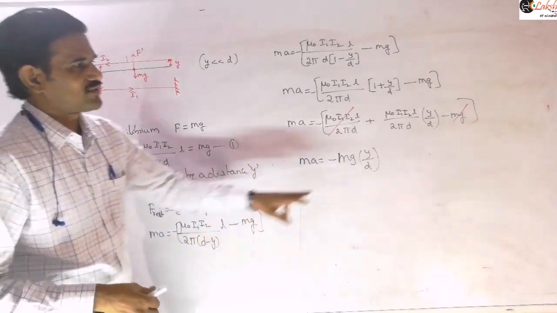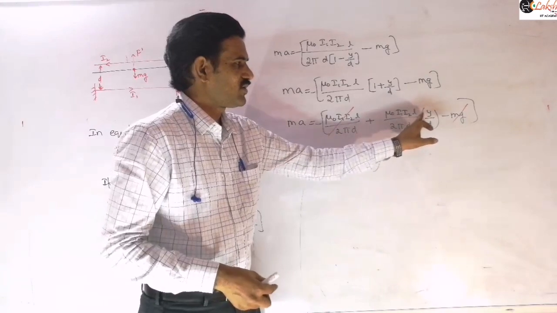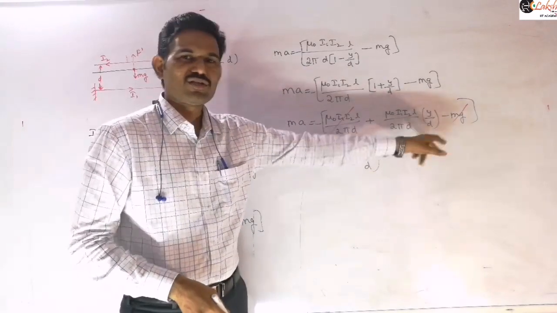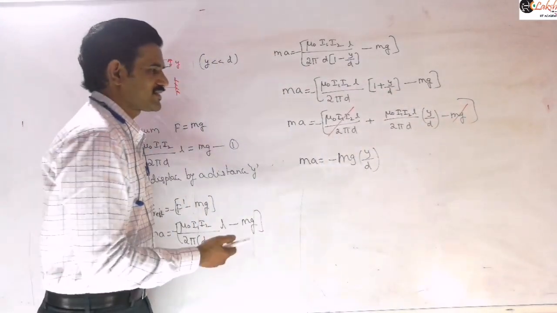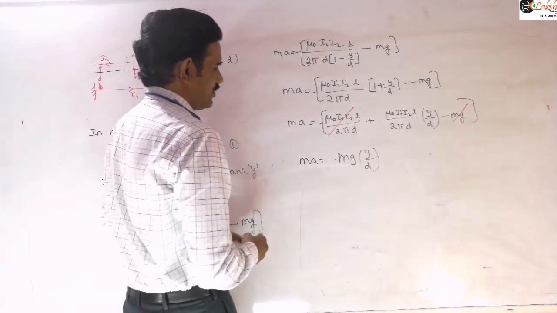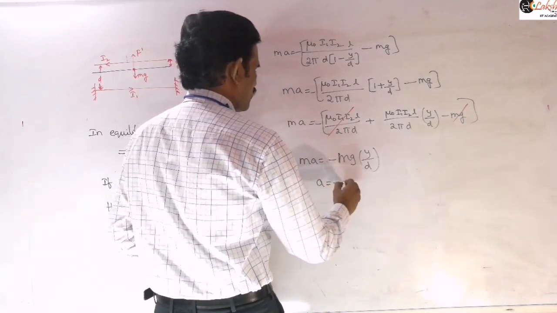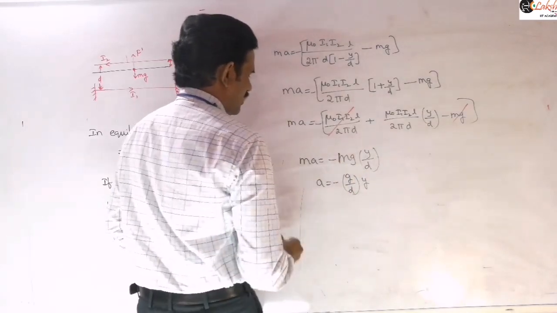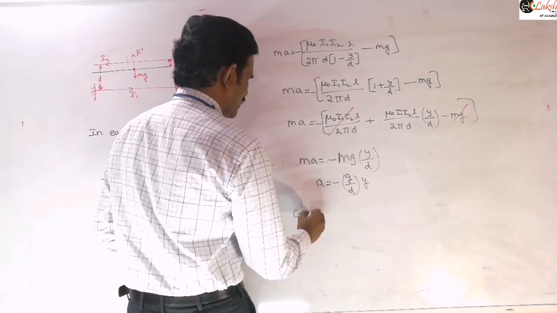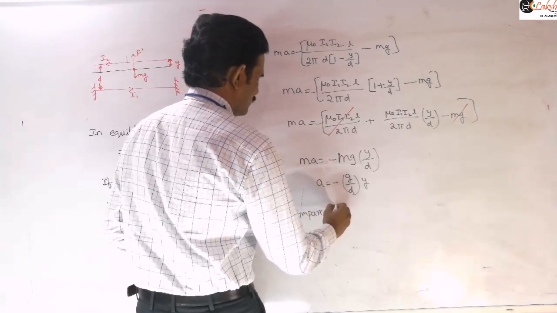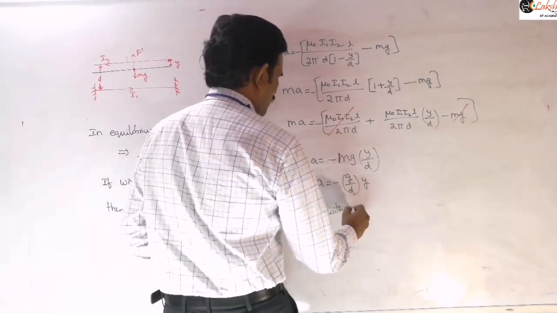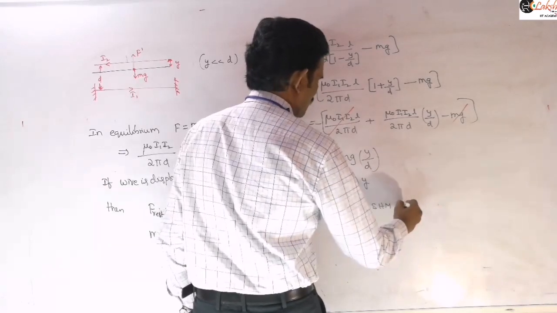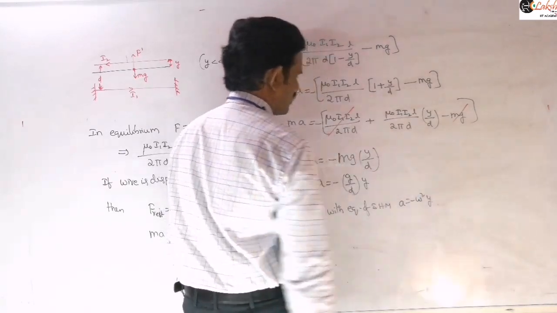Now this value mu naught I1 I2 into L by 2 pi d is nothing but our mg value. So again I am writing it as mg into y by d. Now you can cancel this m and m, so that the acceleration a is equal to minus g by d into y. Now compare with our equation of SHM. The equation of SHM is a equal to minus omega square y.